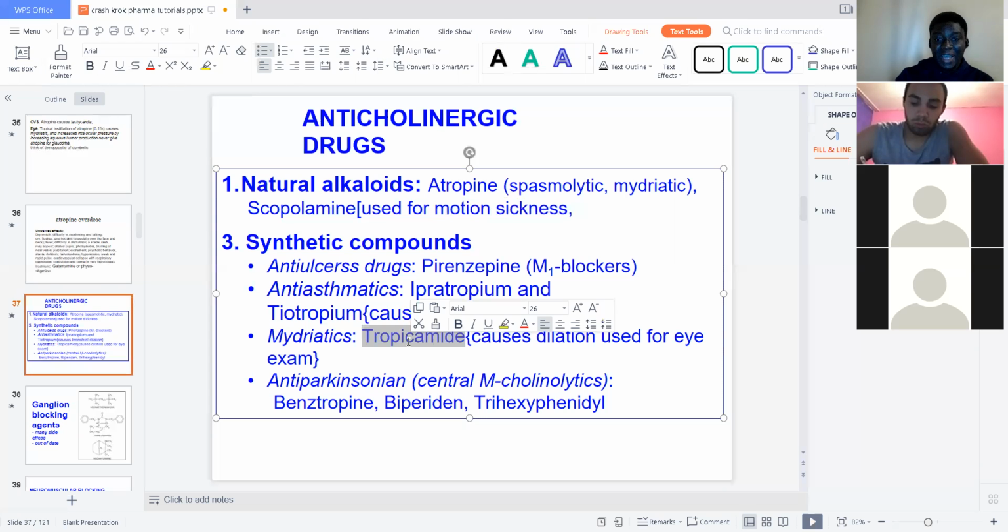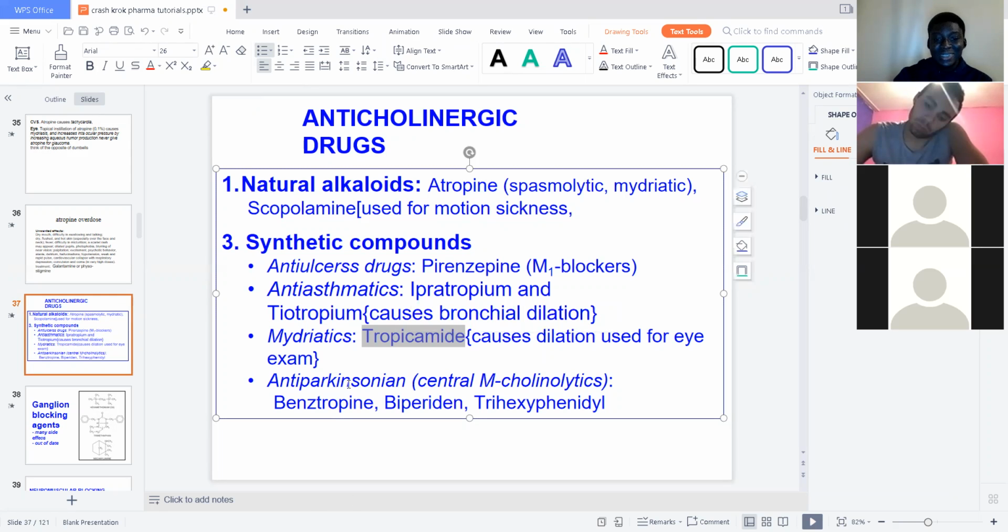Also, tropicamide. So this can be used for an eye exam. So when an ophthalmologist wants to examine the eye, they're going to put an eye drop of tropicamide, so the pupil becomes bigger, so you can see the eye clearly. So tropicamide can be used for eye examination.